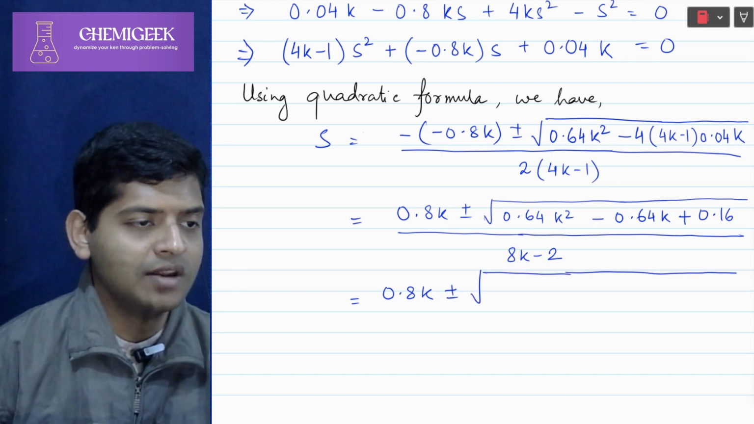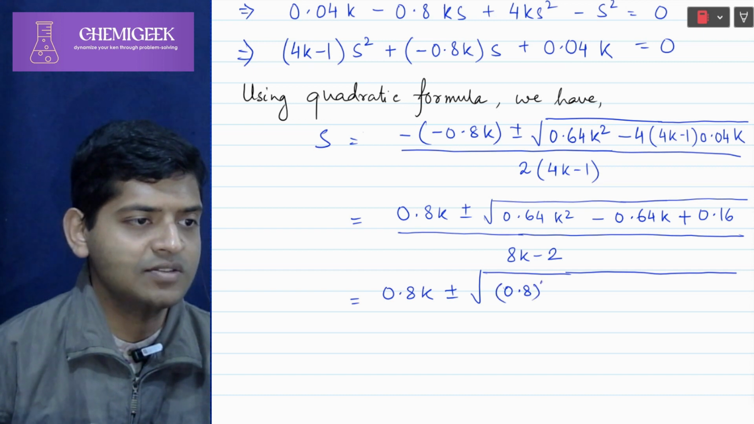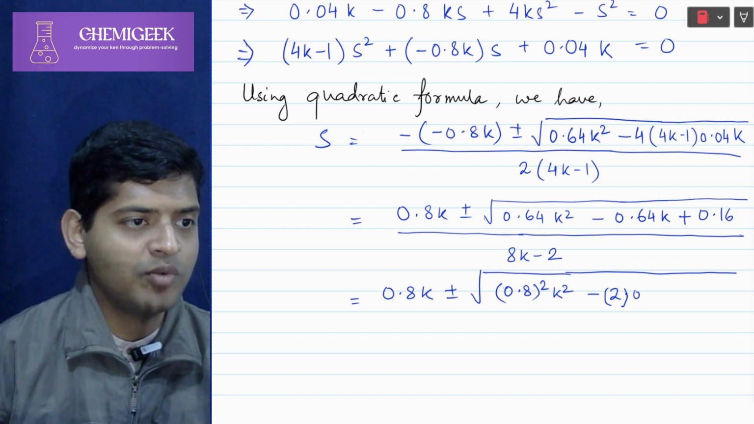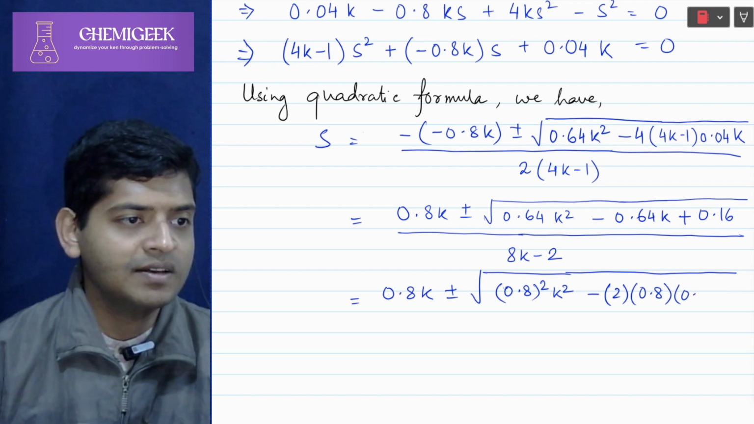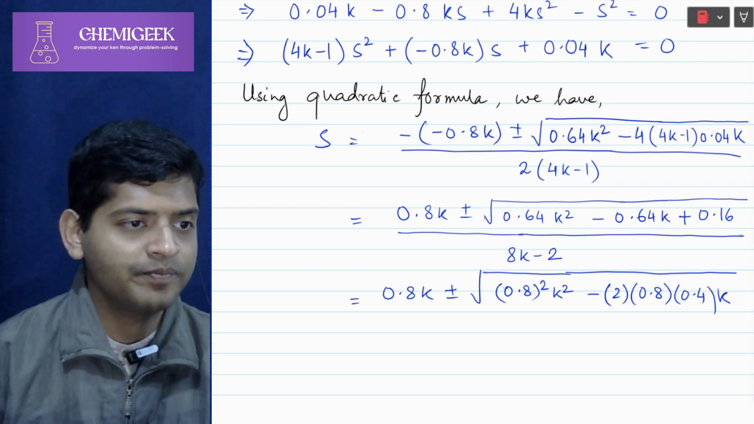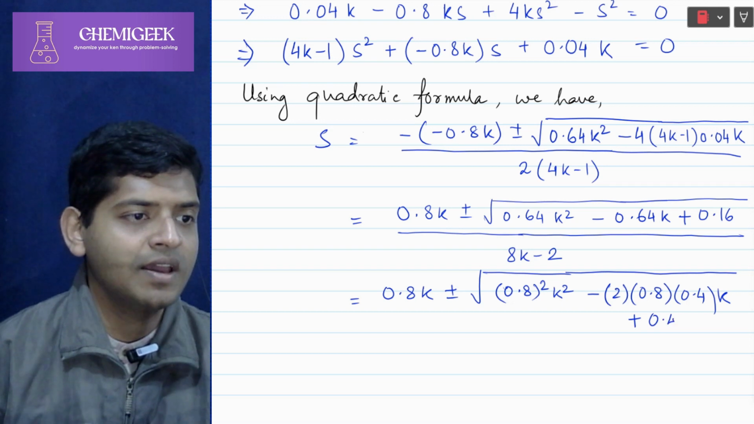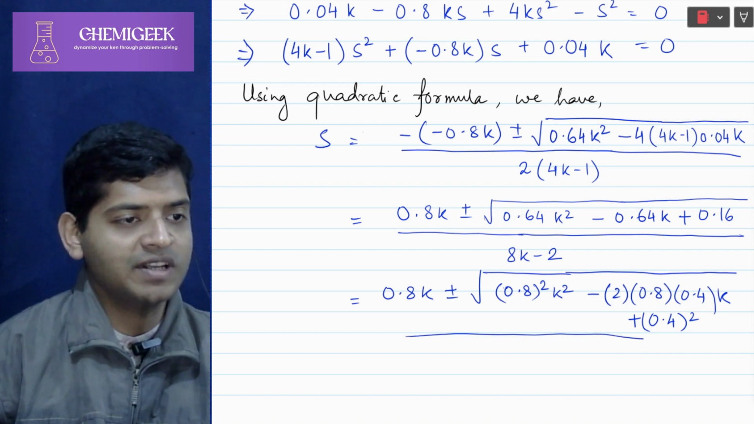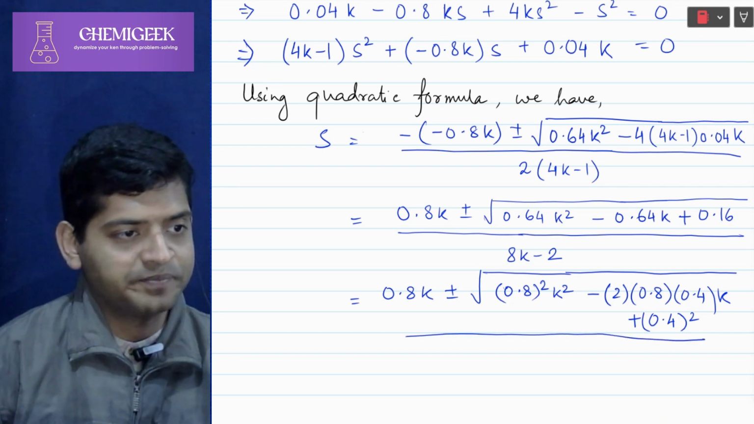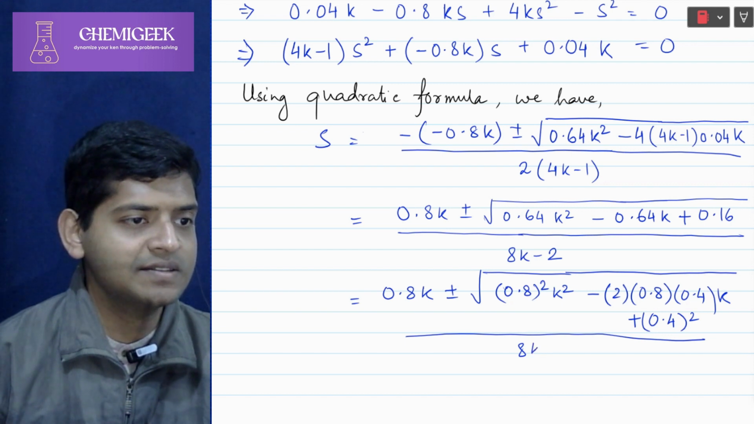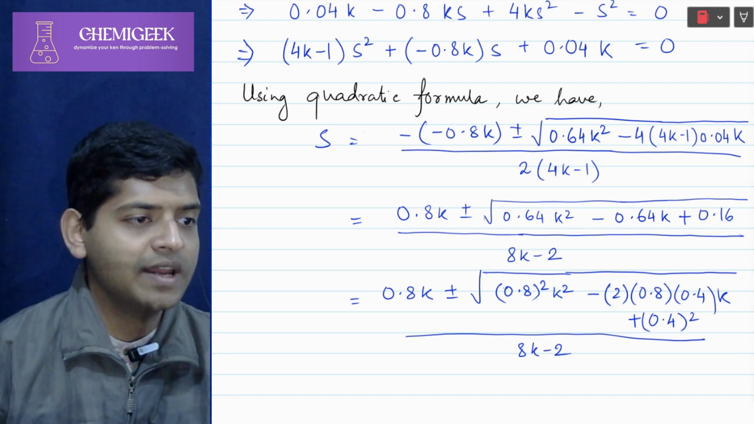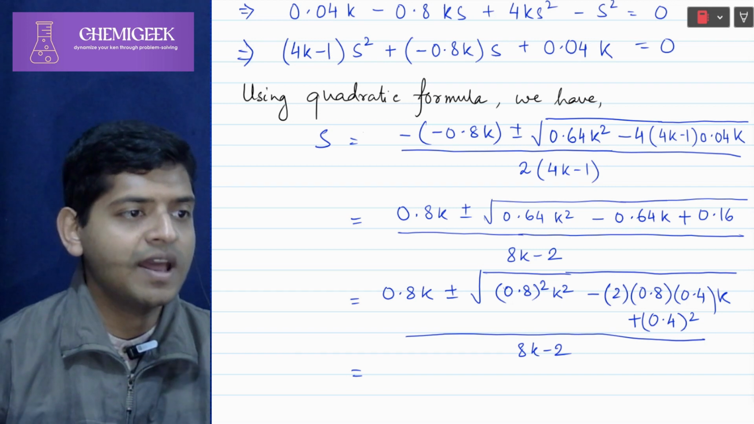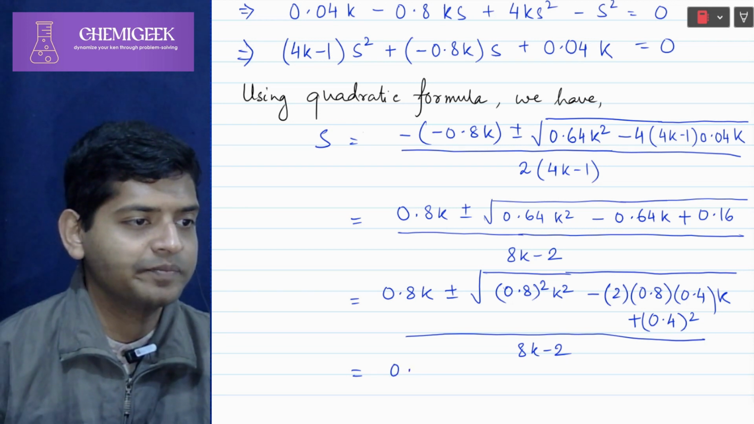So now we can write this 0.64 as 0.8 whole square K square. Now this 0.64 can again be written as 2 multiplied by 0.8 into 0.4 K plus 0.4 whole square. 0.16 can be written as 0.4 whole square. So why are we writing like this? Because we are actually factorizing it and then we are going to simplify it.